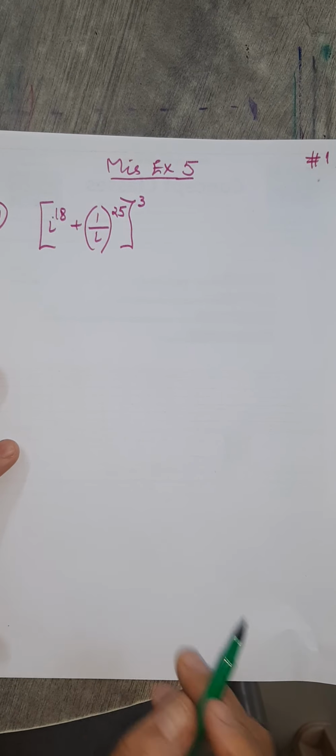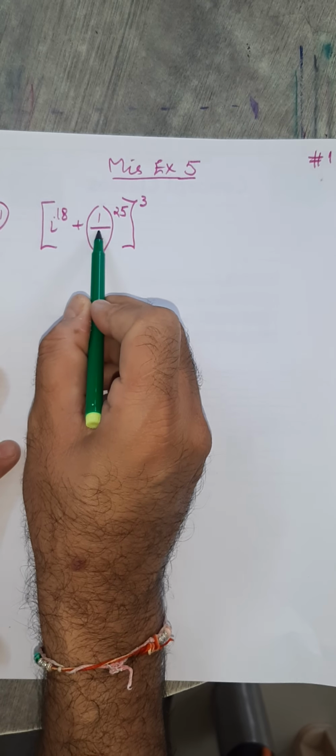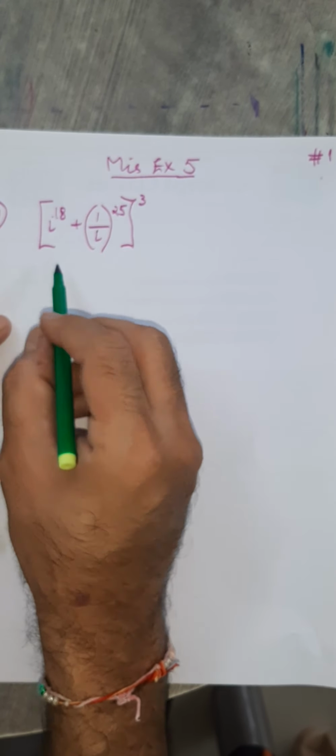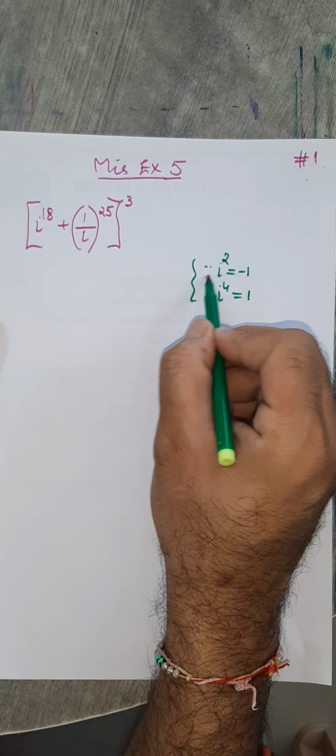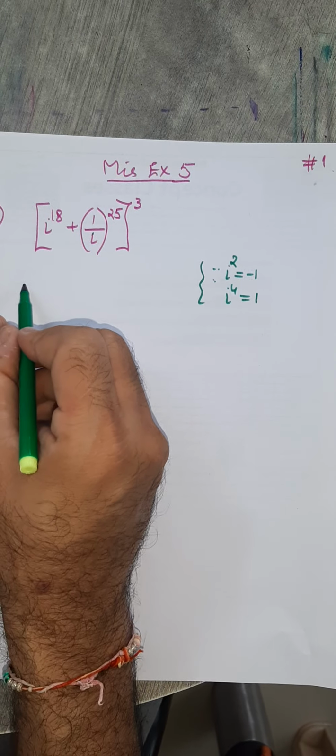Here we start with miscellaneous exercise 5. First question. The question number 1 is you simplify this expression, evaluate this. So what we do is here, you know iota square is minus 1 and iota raised to 4 is 1. So we use this concept and we reduce either in form of 2 or 4.